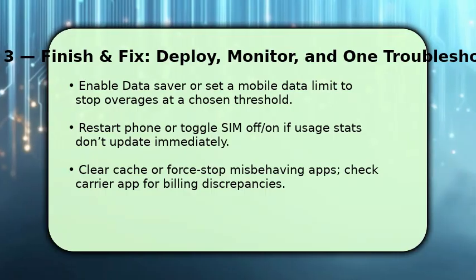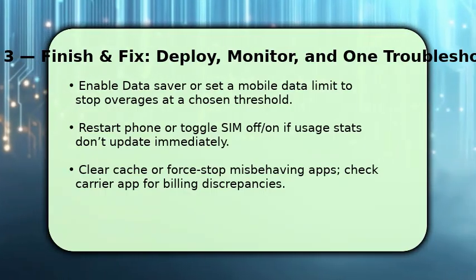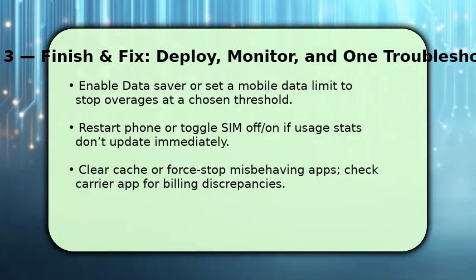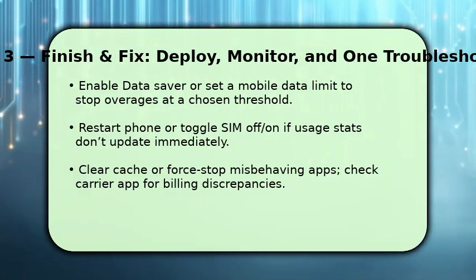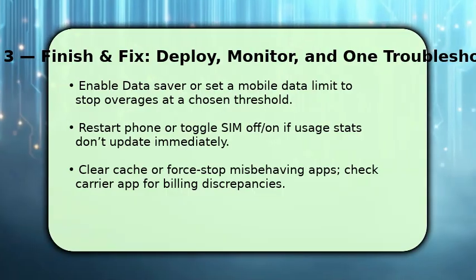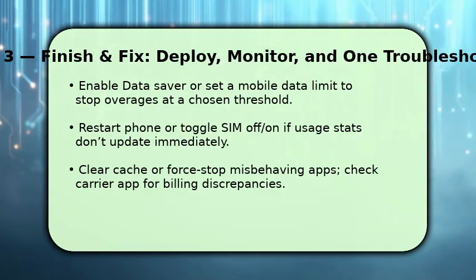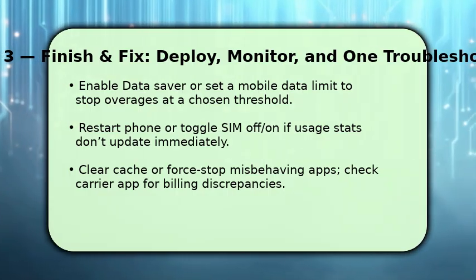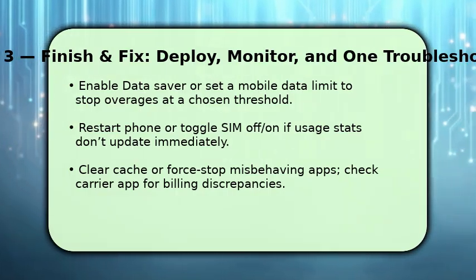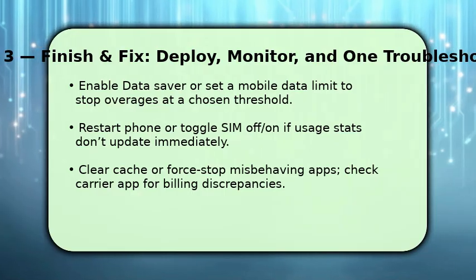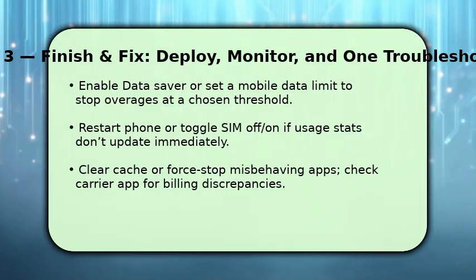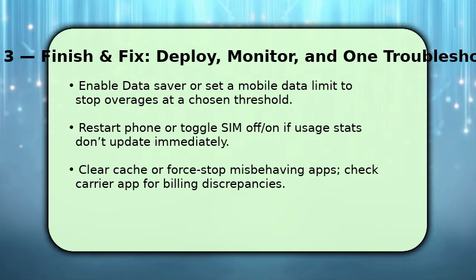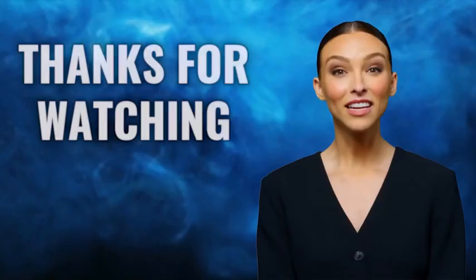Finish by protecting your plan. Enable Data Saver or set a mobile data limit so the phone warns or cuts off usage at your chosen threshold. If numbers seem wrong, restart the device or toggle the SIM off and on. That forces a refresh. For any app reporting odd totals, clear cache or force stop it, then monitor again. If discrepancies persist, check your carrier's usage dashboard. Sometimes carrier measurements differ from the phone's, and that explains billing surprises.